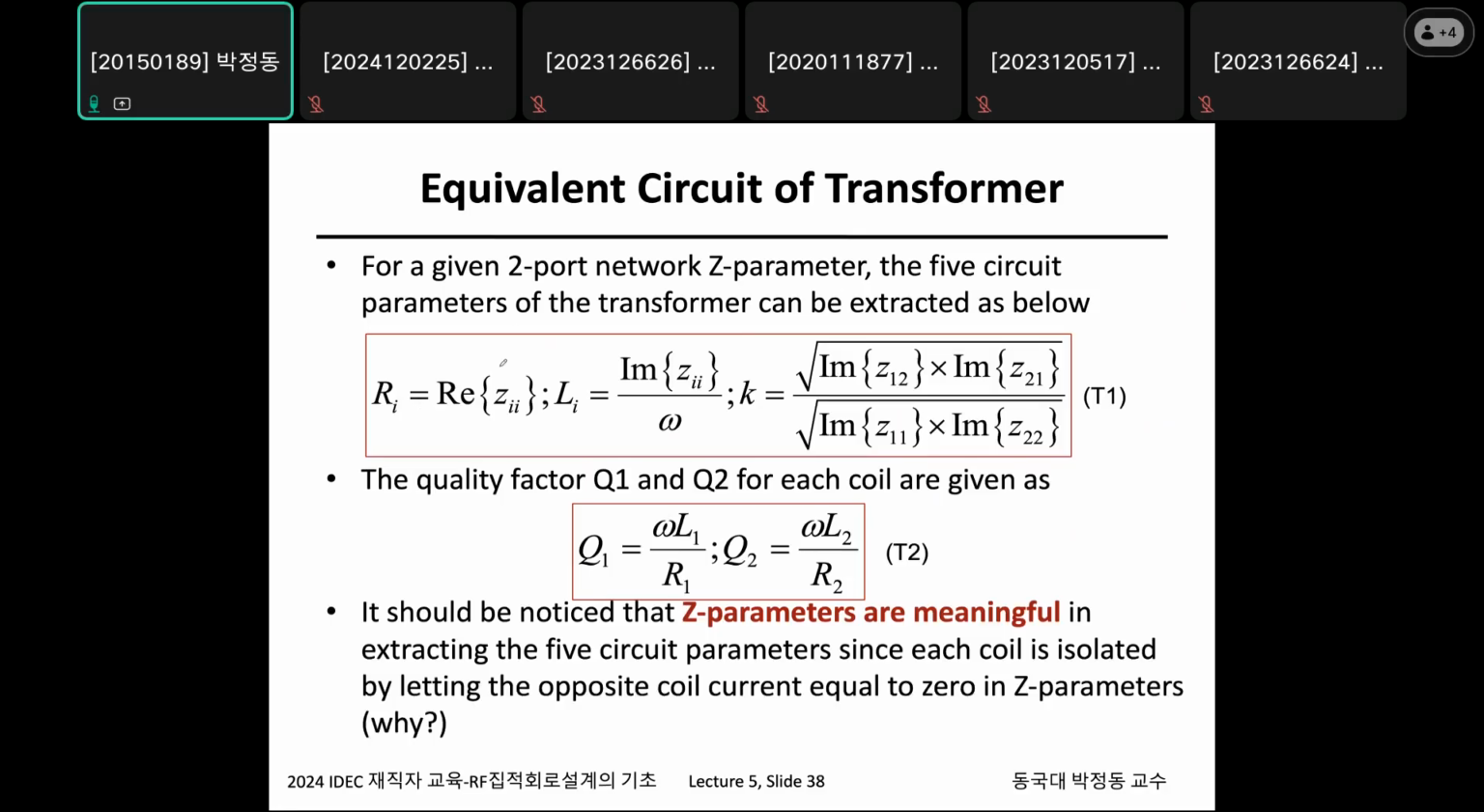We notice that all the parameters are extracted with the impedance Z parameters, not Y parameters. You should not use Y parameters. Why? Anyway, once you extract the Z parameters, you can convert them to Y parameters. Then why not use Y parameters in extracting those values? Why not? We typically use Y parameters.